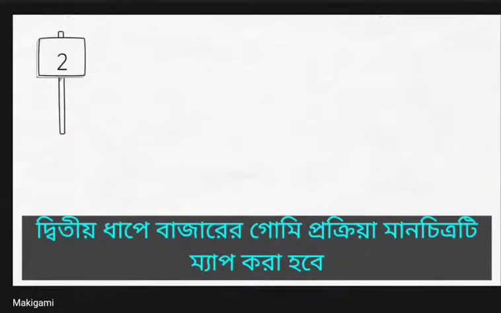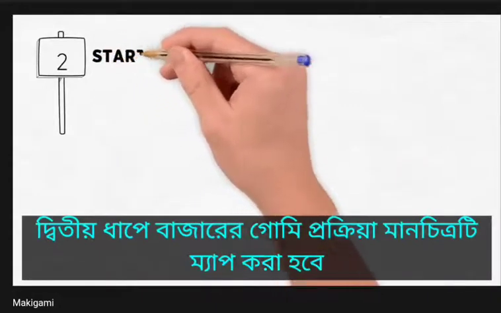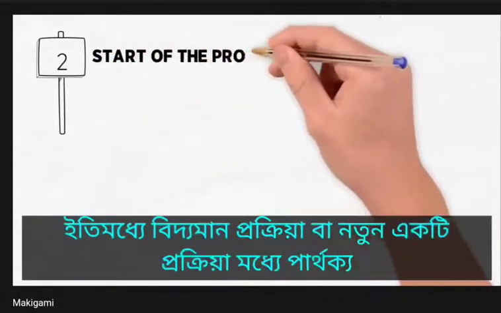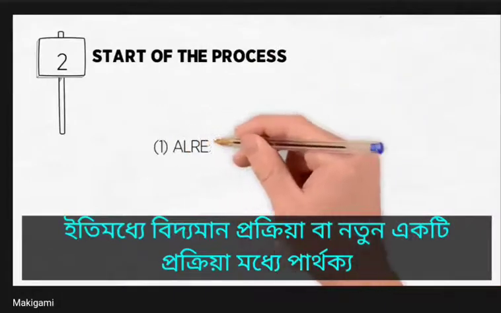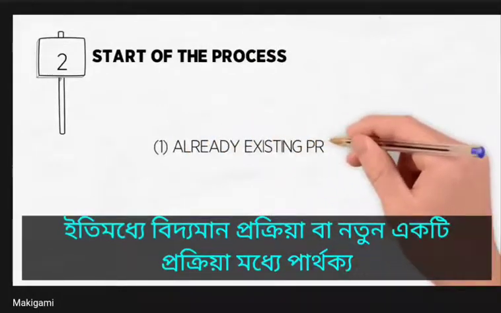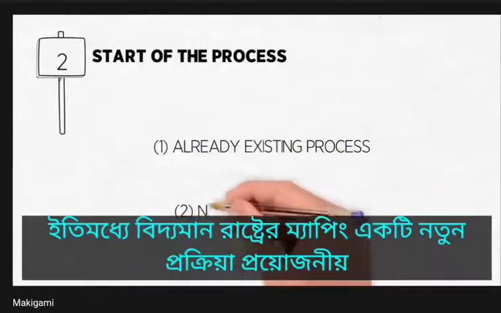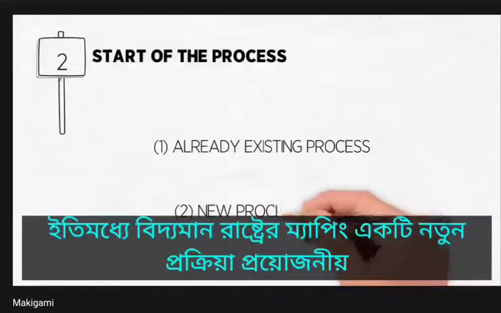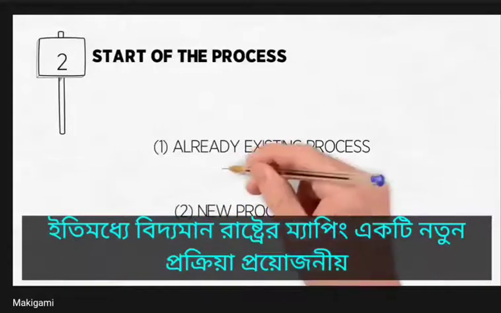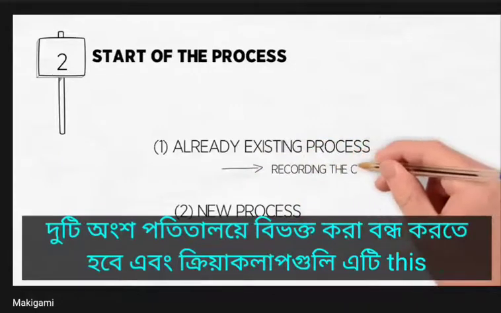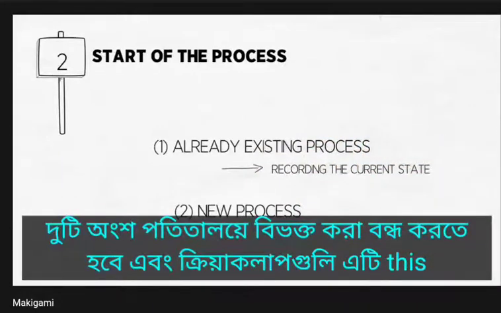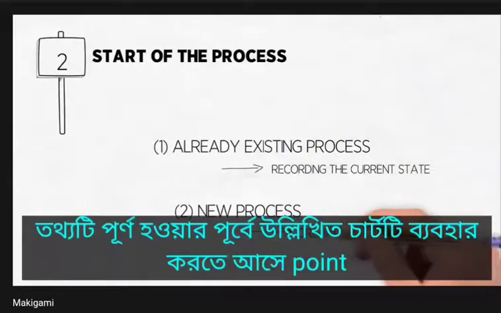As a second step, the Makigami process map will be created. It has to be distinguished between an already existing process or a new one. If the process already exists, the mapping of the current state is necessary. A new process has to be subdivided into part processes and activities. This is the point where the mentioned chart comes into use.